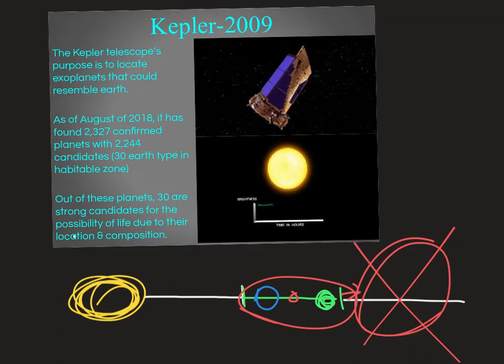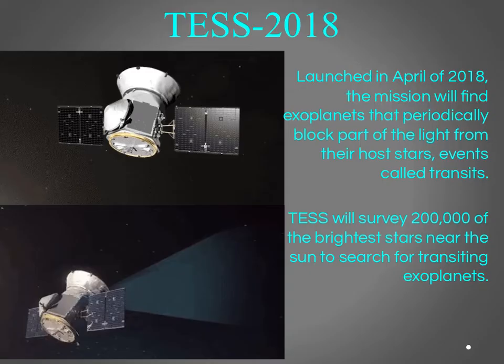Okay, of these planets, so these some odd 2,244, 30 are strong candidates for the possibility of life due to their location and composition. And if you watch the show Raised by Wolves, I think they're on Kepler 44b or something like that, which is where they're at. It's a pretty interesting show.